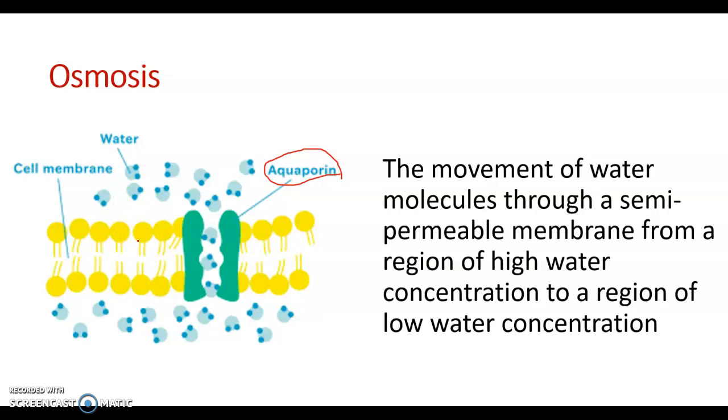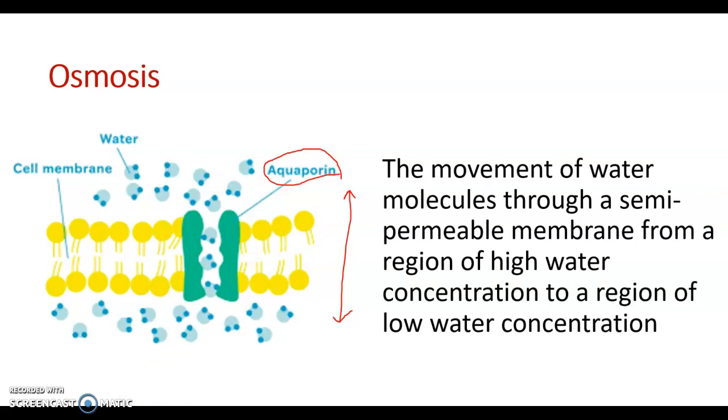What happens though when the concentration of water on the outside is the same as the concentration of water on the inside? Osmosis still happens, but it's going to happen at the same rate in both directions to maintain that equilibrium. So if the concentration of water on the outside and the inside of the cell is the same, osmosis still happens. You're just going to have an equal number of water molecules moving out as you have moving in.